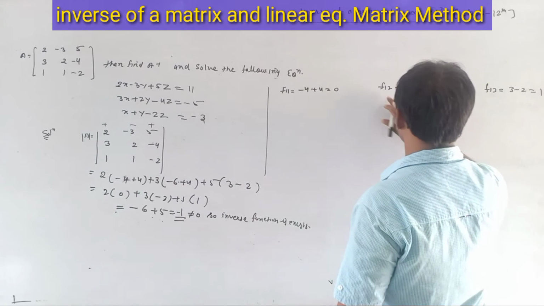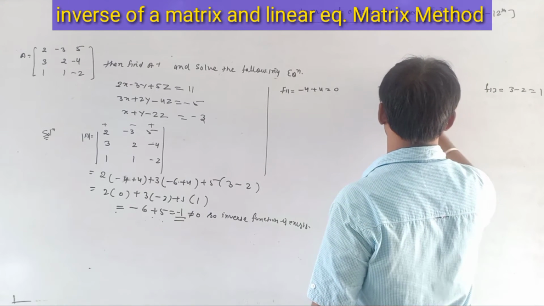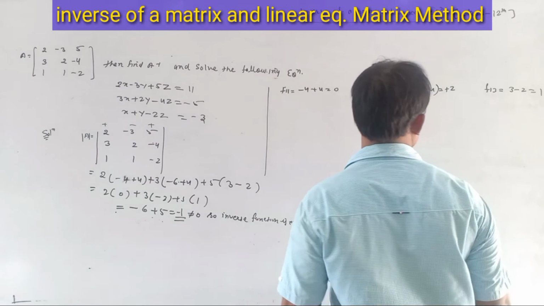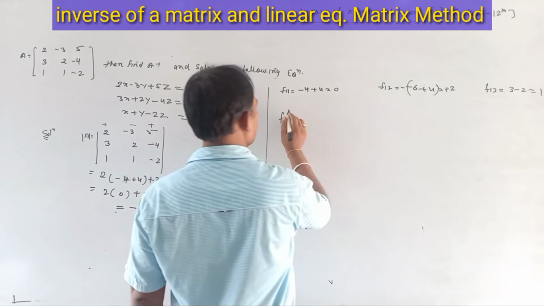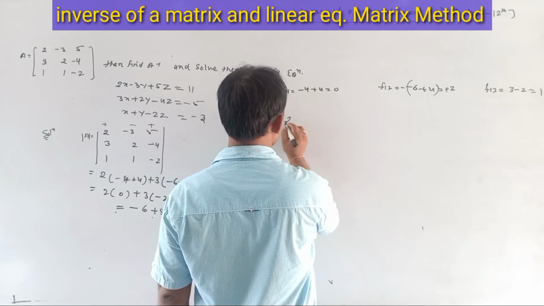It is 1. Look here, it is 1 plus 2, so we have to use a negative sign before it, so we can say that it is plus. But it is 1 plus 3, it is the same. Now f11, f12, f13 is completed.